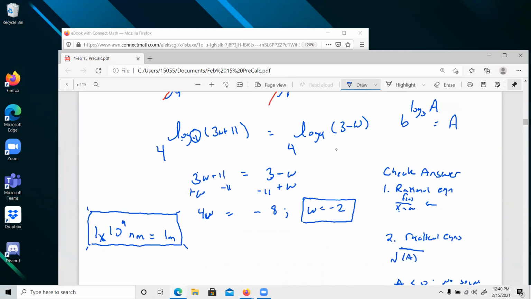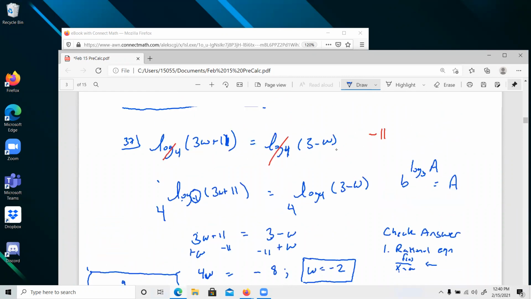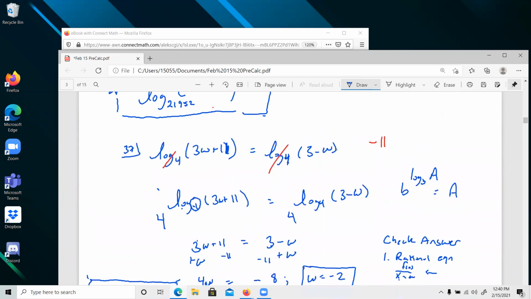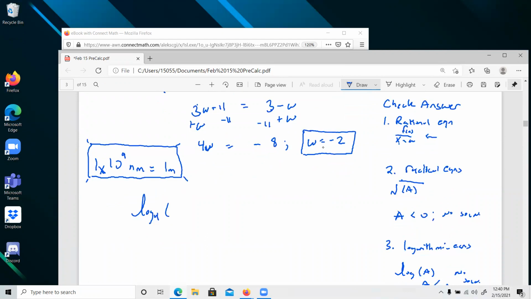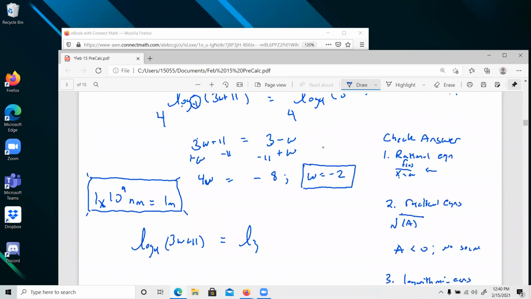So it looks like it's not going to work, right? But we have to go back to the original equation. My original equation was log base 4 of, what was this, 3w plus 11? That is equal to log base 4 of 3 minus w.